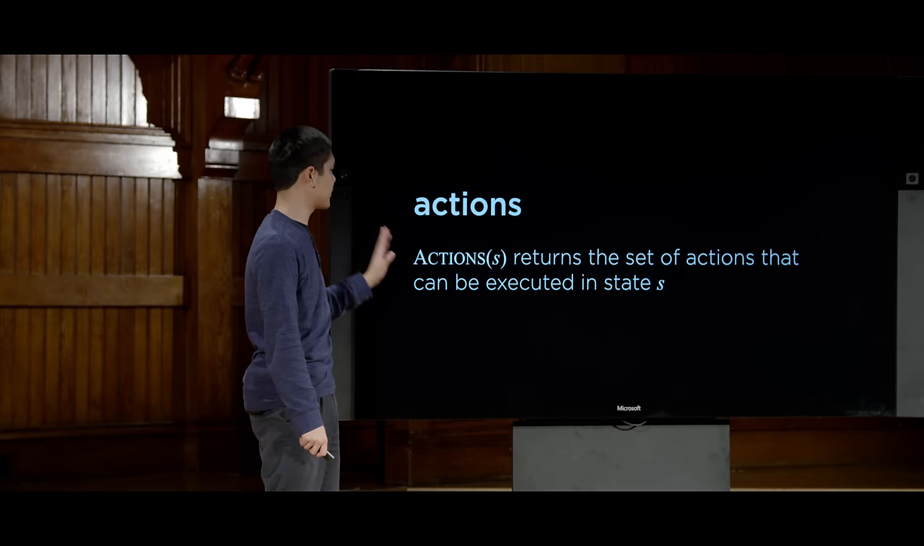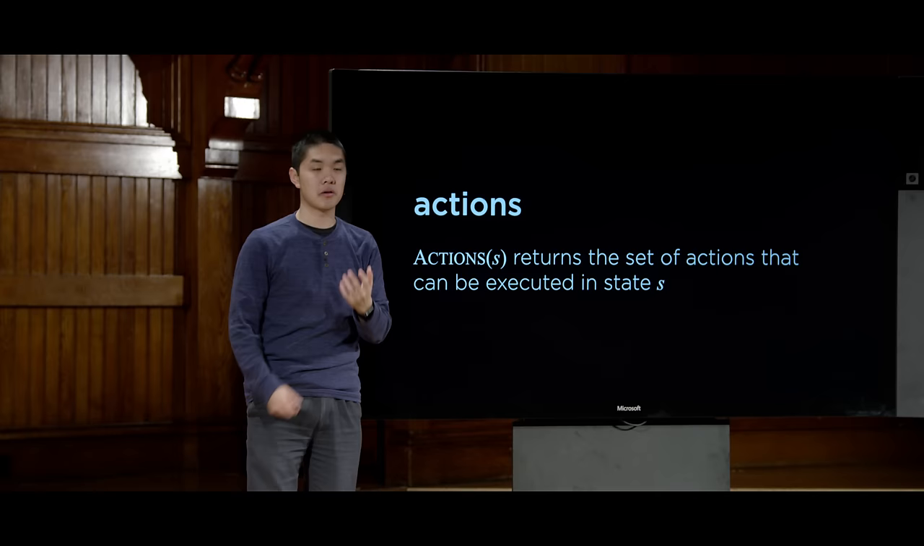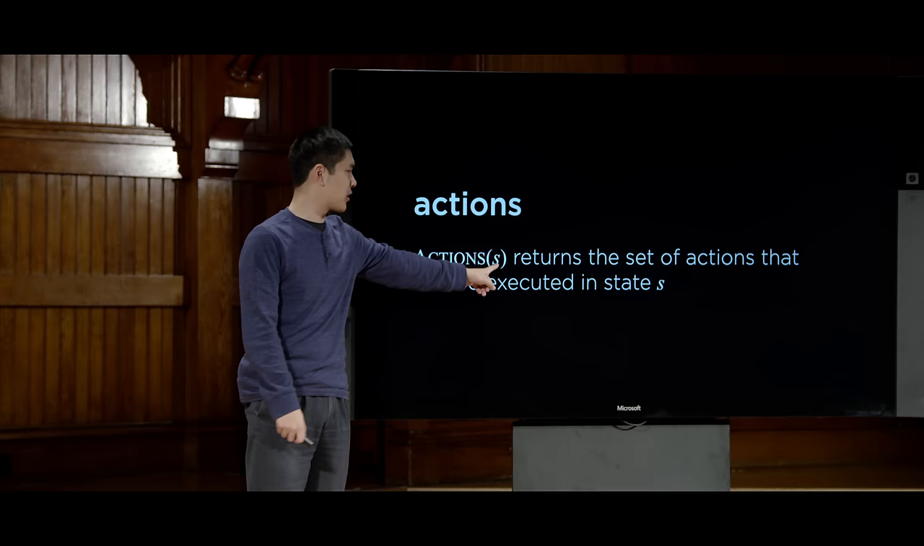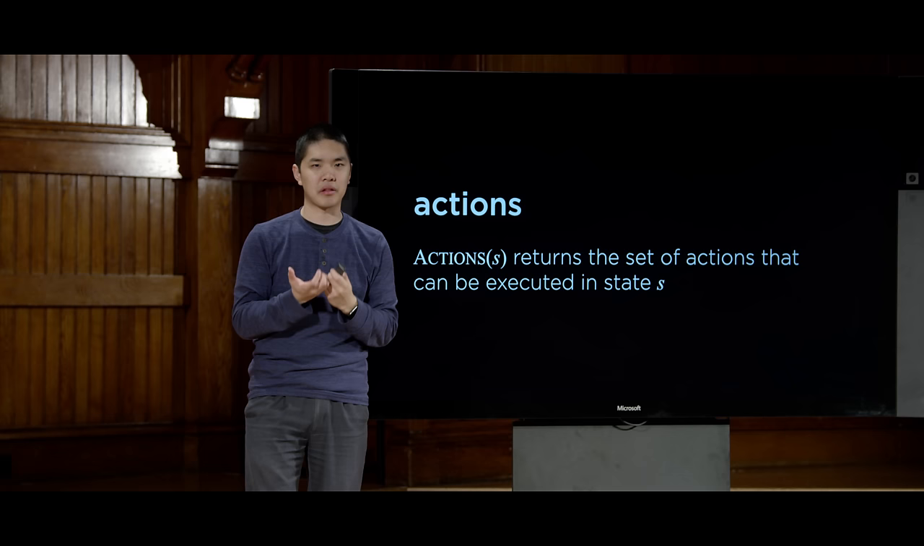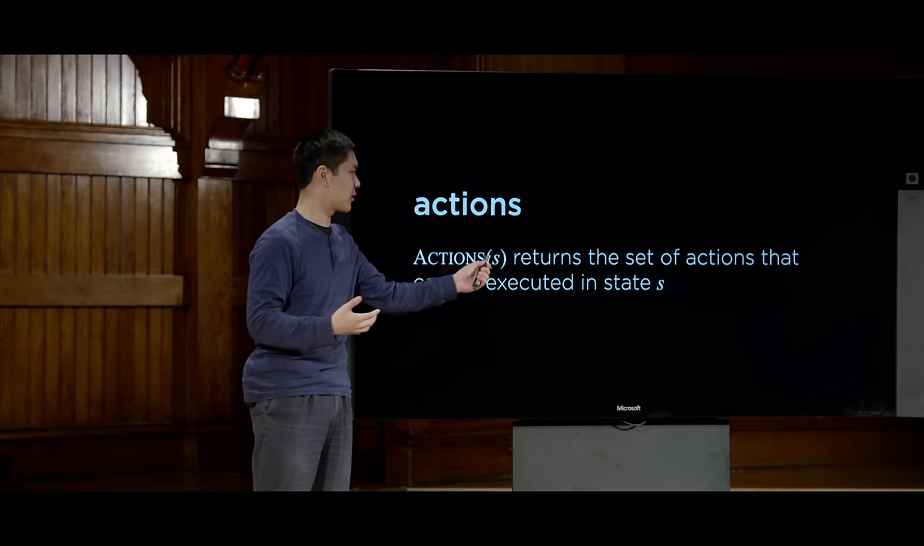We're going to effectively define a function called actions that takes an input, s, where s is going to be some state that exists inside of our environment. And actions of s is going to take this state as input and return as output the set of all actions that can be executed in that state. And so it's possible that some actions are only valid in certain states and not in other states. And we'll see examples of that soon, too.